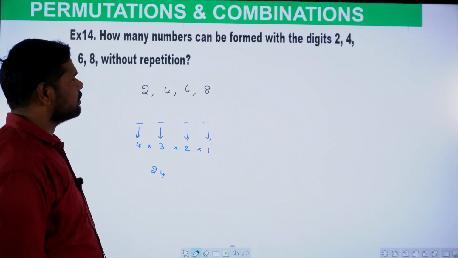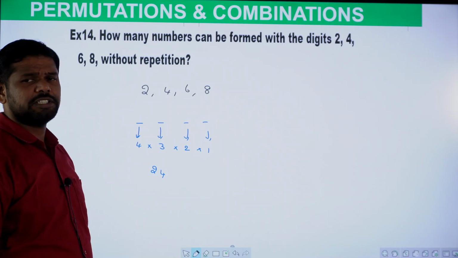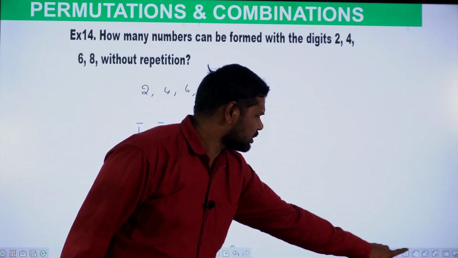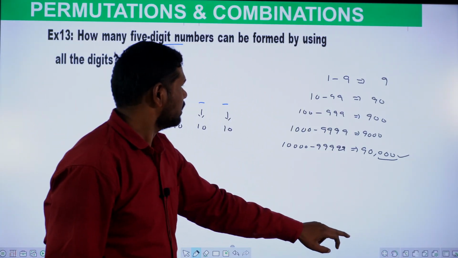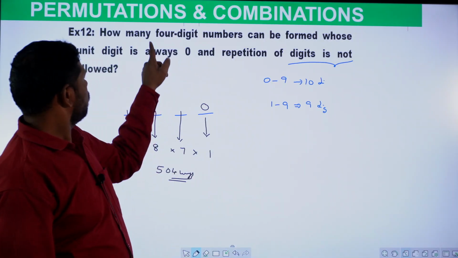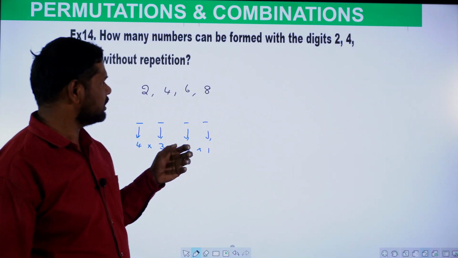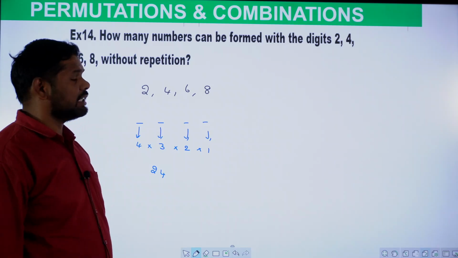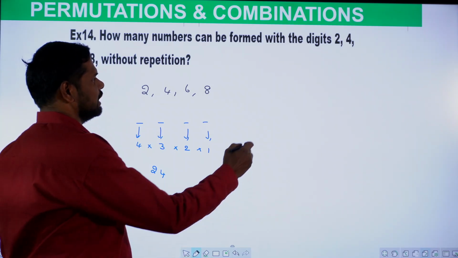But read the question once again. How many numbers can be formed with the digits without repetition? Which digit numbers? Just observe the previous questions. There were 4-digit numbers, 5-digit numbers, some value was given. But in this question, they did not give which digit numbers. It means you need to find all the possible numbers here.